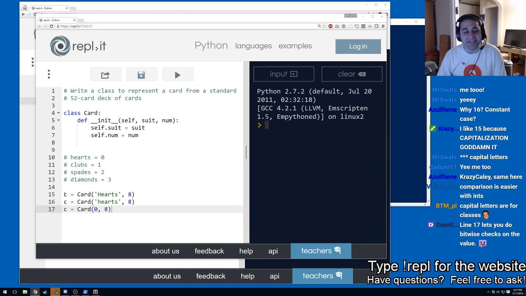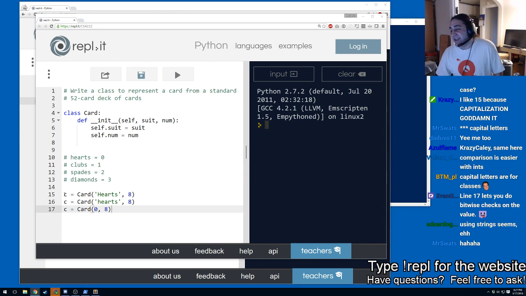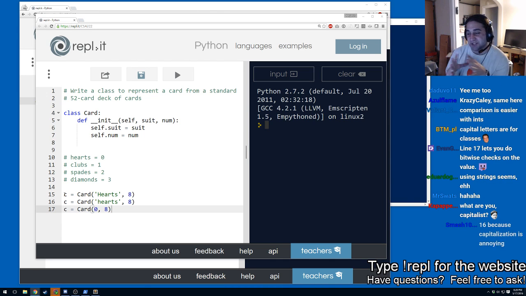17 lets you do bitwise checks on the values. Okay, if you're writing Python and you need to do some really crazy optimization where you're doing bitwise whatever, I'm sorry, you've picked the wrong language to begin with. All right. Thank you, Smash. Cool. All right.